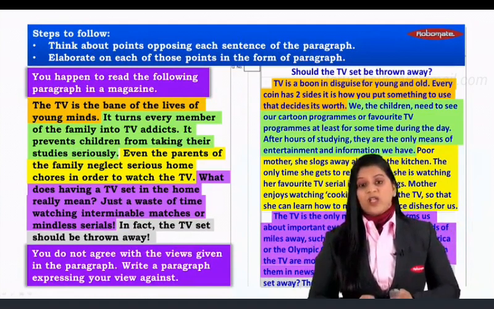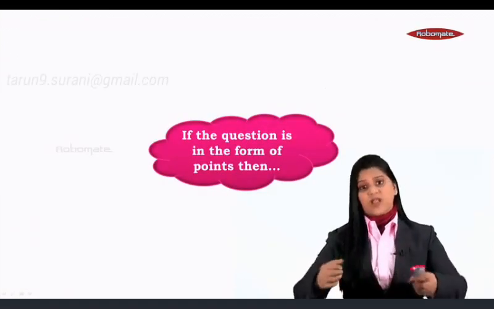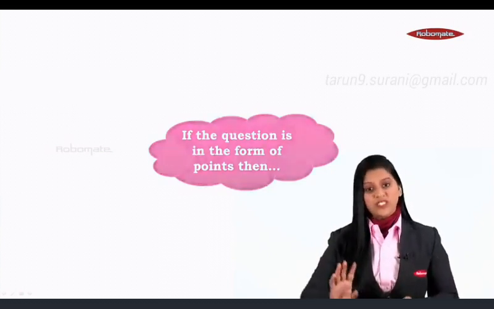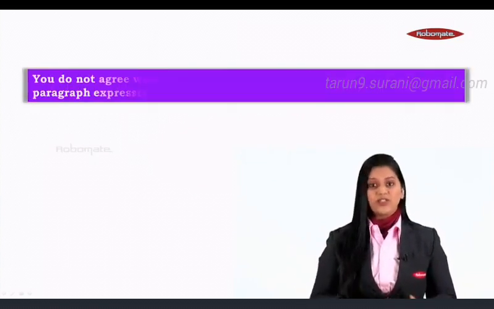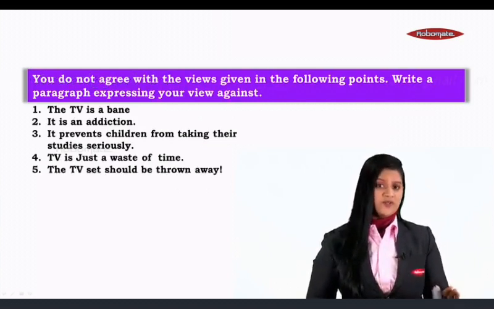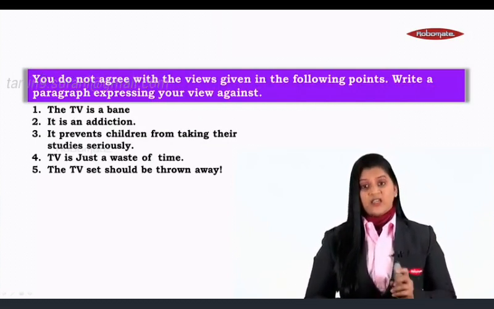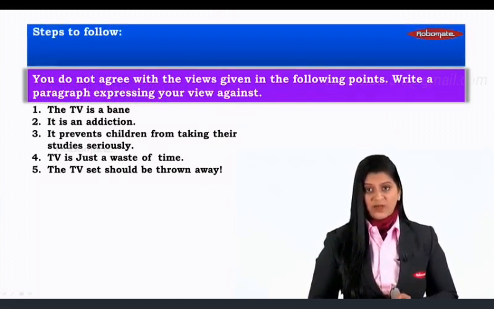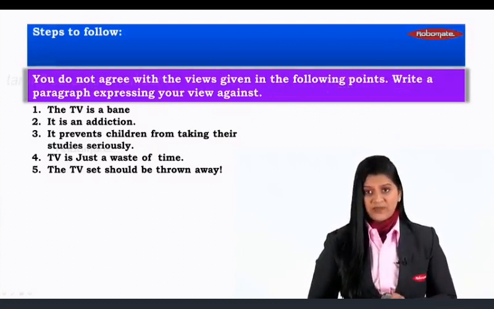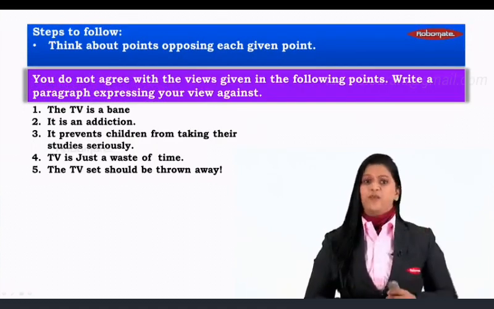Now, let's come to the next part. That is, if the question is in the form of points, then what are you going to do? The whole thing remains the same. The procedure is the same except for some addition to it. Now, your question here is, you do not agree with the views given in the following points. Write a paragraph expressing your views against. The 5 points are given over here. Now, the steps to follow if your question has points in it. First, think about points opposing each given point.